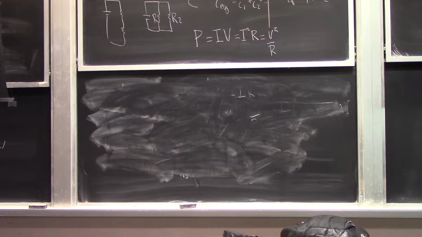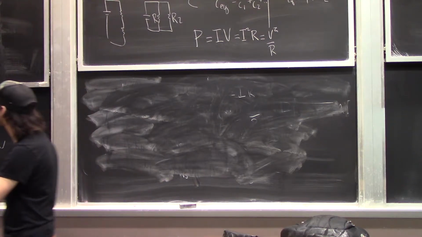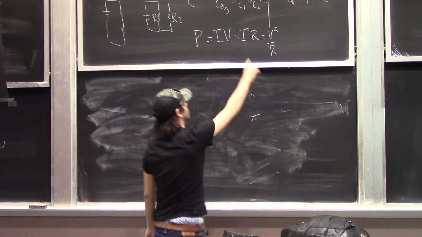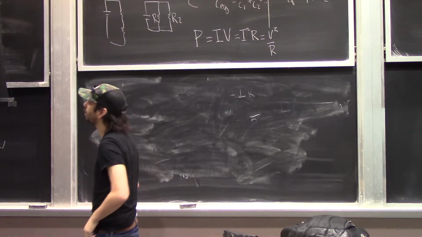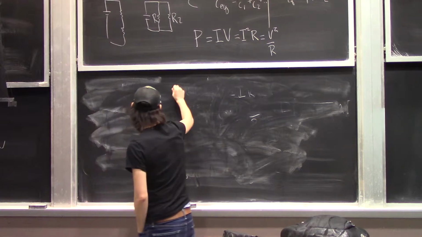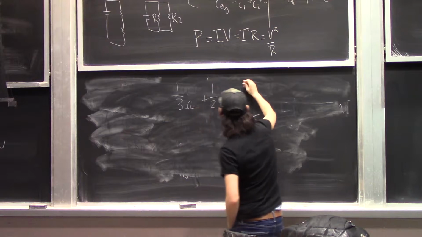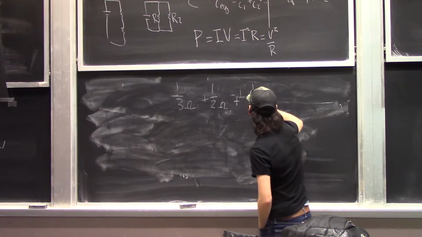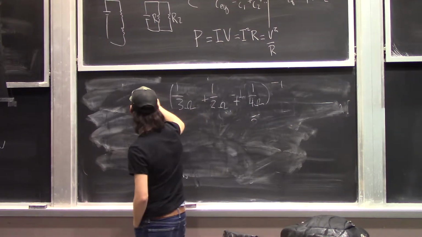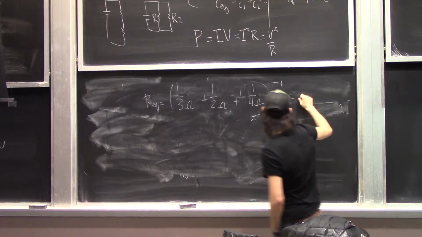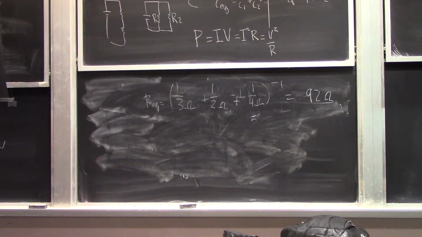So this is an example of when we want to add resistors in parallel. And so the way that we're going to do this is we're just going to add the reciprocals of the resistances. So in this case we have 3 ohms, 2 ohms, and 4 ohms. So this is going to be 1/3 plus 1/2 plus 1/4. Invert this afterwards to find the equivalent resistance, and this is going to be equal to 0.92 ohms. Okay? All right, on to the next one.